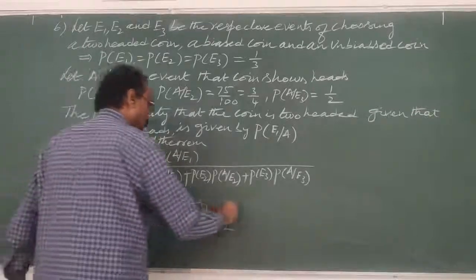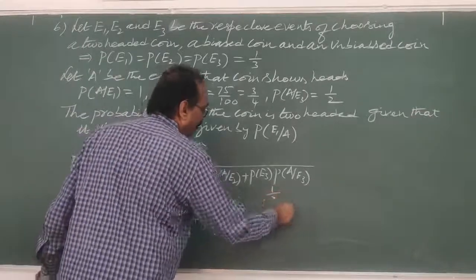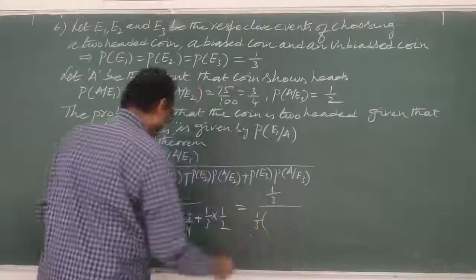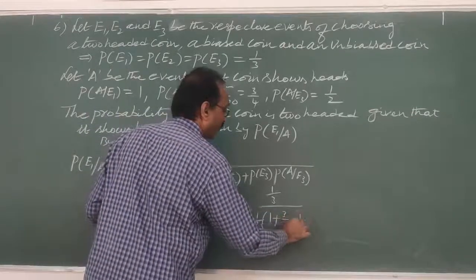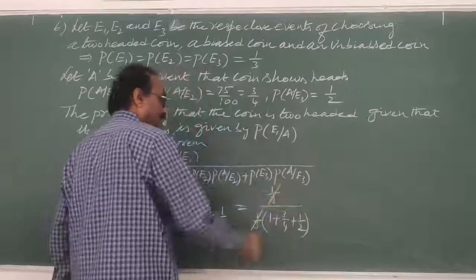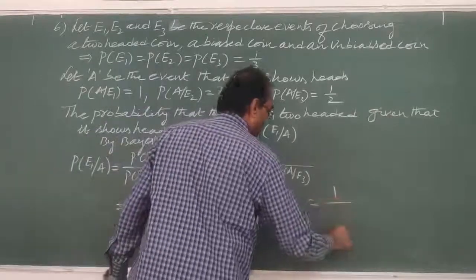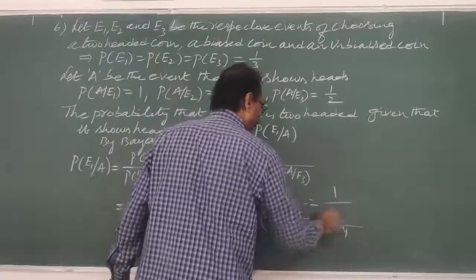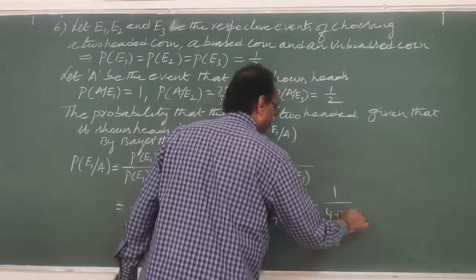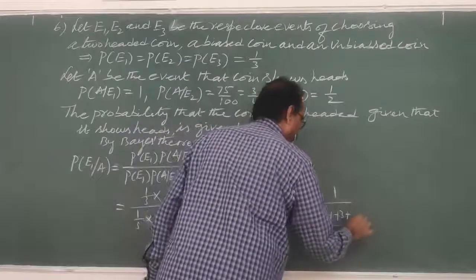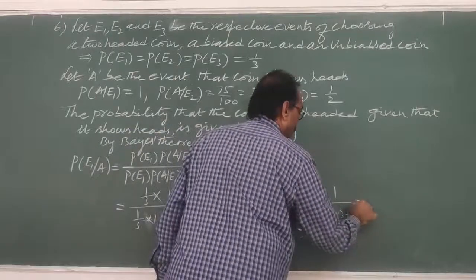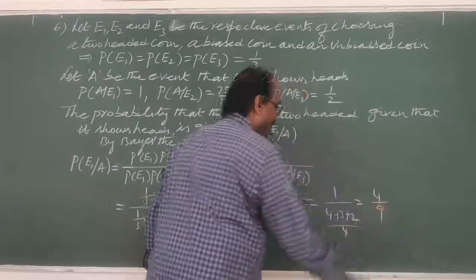Simplify it now. Take 1 by 3 common, you are going to get 1 plus 3 by 4 plus 1 by 2. So 1 by 3 cancels. The LCM is 4, so 1 by 4 times 4 plus 3 plus 2, which is 9. So this is nothing but 4 by 9.